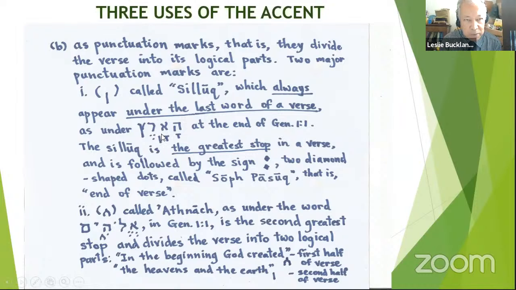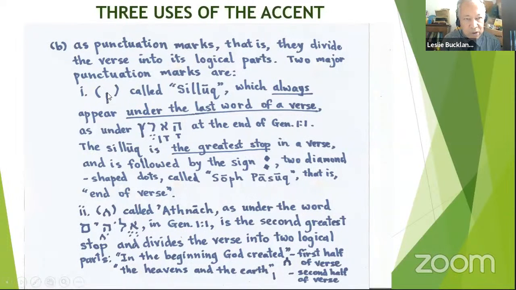That's a punctuation mark. This punctuation mark is called siluk. This is a Hebrew word, which means that there is to be a pause. And it always appears under the last word of a verse, as under haaretz at the end of Genesis chapter 1, verse 1.